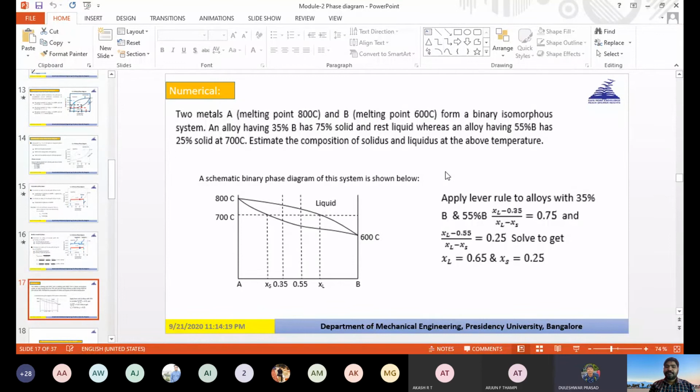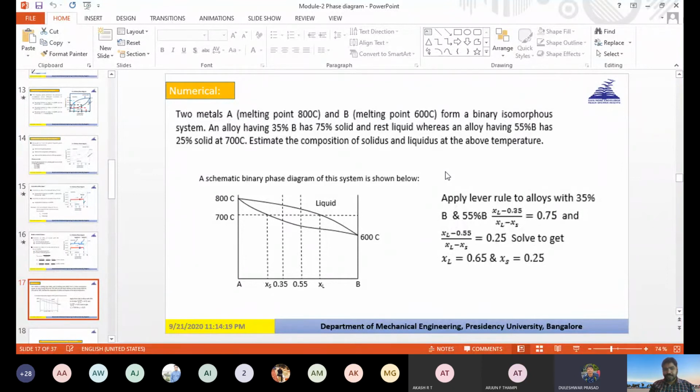Two metals, A with melting point 800 degrees Celsius and B with melting point 600 degrees Celsius, form a binary isomorphous system. An alloy having 35% B has 75% solid and the rest liquid, whereas an alloy having 55% B has 25% solid at 700 degrees Celsius. Estimate the composition of solidus and liquidus at the above temperature.